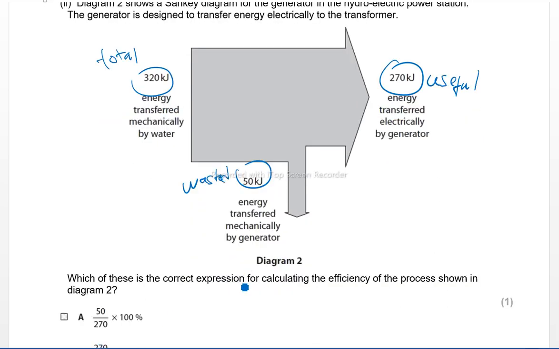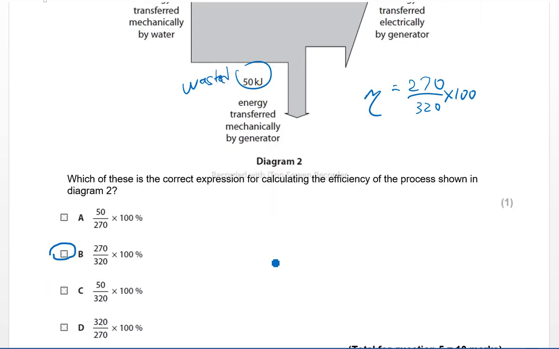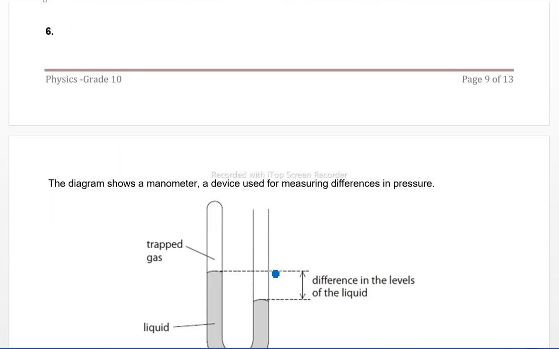Right, we'll see what the question is asking. Which of these is the correct expression to calculate the efficiency of the process shown in diagram 2? So the efficiency will be equal to the useful energy divided by the total energy. The total energy is 320, multiplied by 100. So you get the answer as answer B. Okay, children?